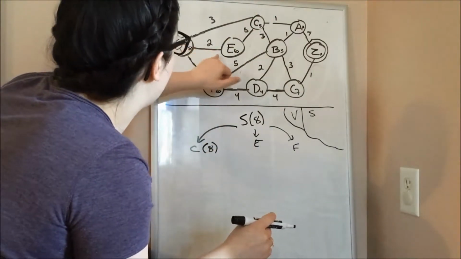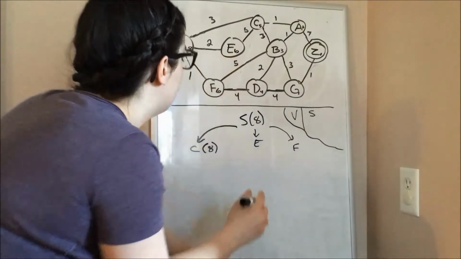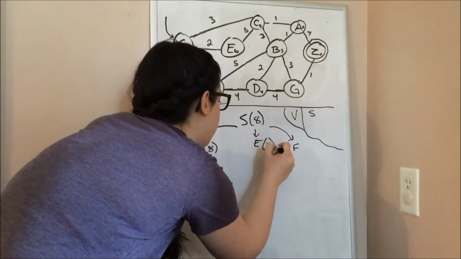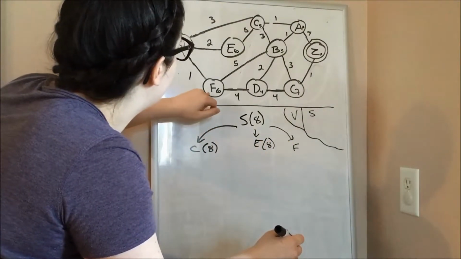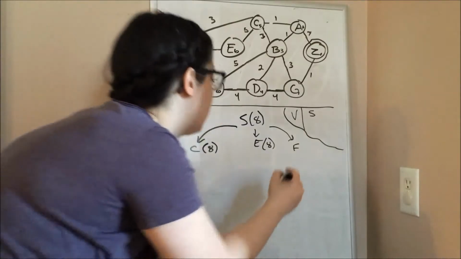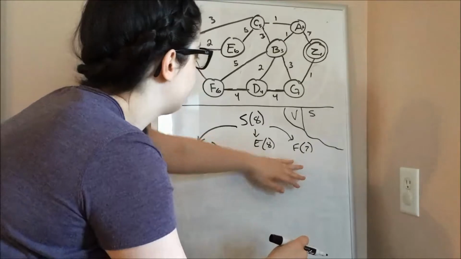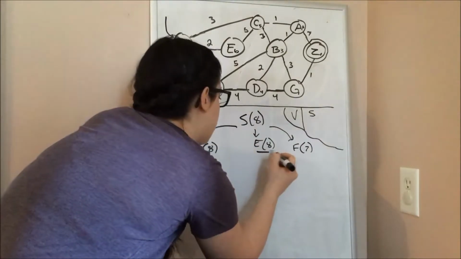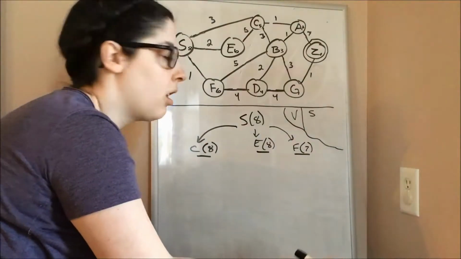To get to E, the path is 2 plus the value at 2, which is 6. So E also has a value of 8. And then for F, the path to get there is 1 and the value at F is 6. So the heuristic value here is 7. So now these are the leaves, and you can think of them as the frontier.